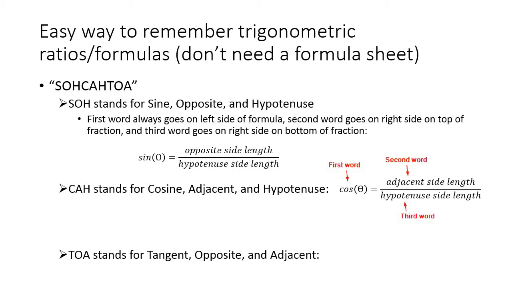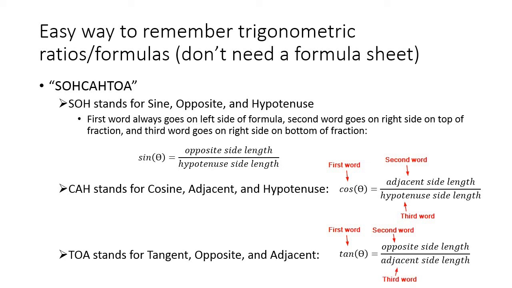And now TOA, exact same. You have tangent, opposite, and adjacent. You can see the first word T, the second word O for opposite, and the third word A for adjacent. So take this slide in, and you'll never need to depend on a formula sheet again the rest of your life, as long as you remember SOHCAHTOA and how the sine, cosine, and tangent formulas are formed from that memory mechanism.